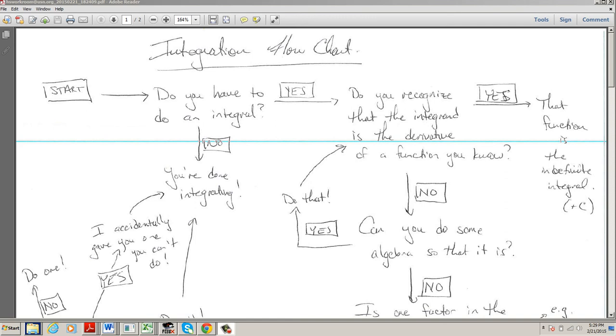Alright, good evening everyone. Per your request, I have made an integration flow chart. So, follow along with me if you will. We'll start at the start.